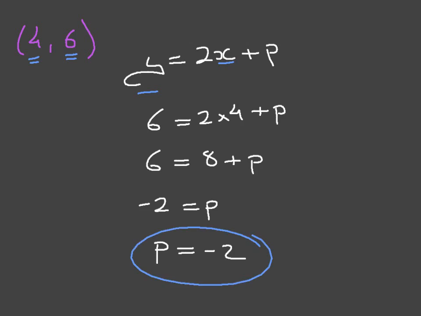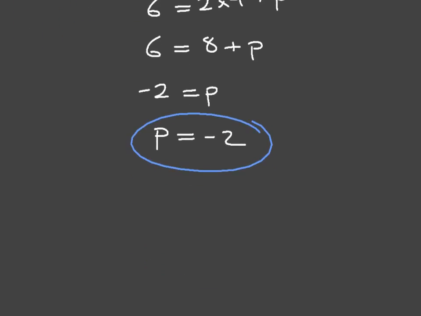And that now gives us the y-intercept. We're pretty much done now. All we need to do is write this line's full equation. This line's equation is y is equal to 2x minus 2. And we're done. We've just found this line's equation.